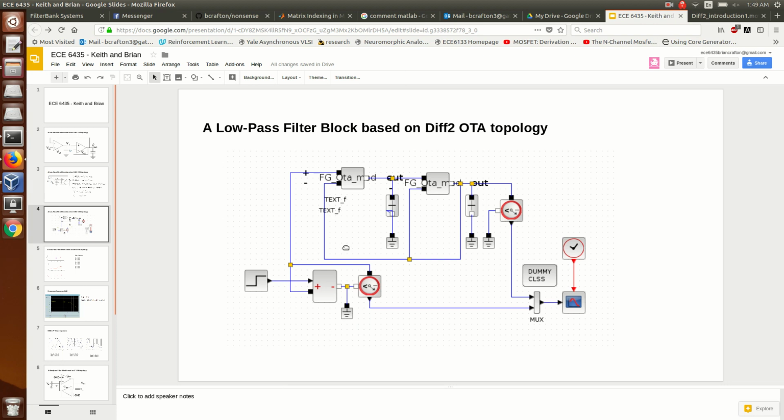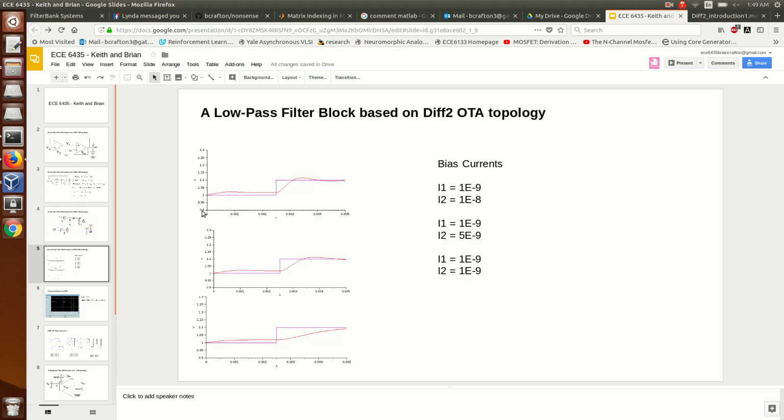So here's the circuit we use for simulation. The first OTA is connected to our ramp, and then the output of that OTA is connected to our second OTA, and then that OTA's output feeds back to its negative terminal and the first OTA's terminal.